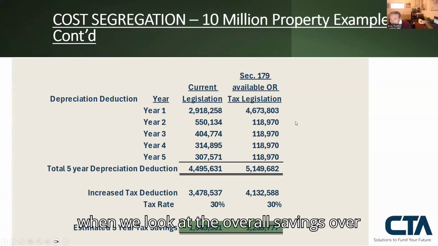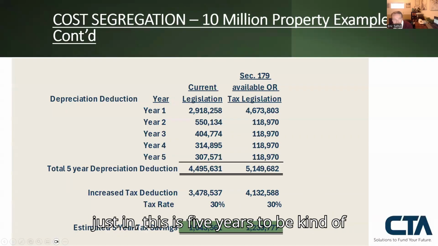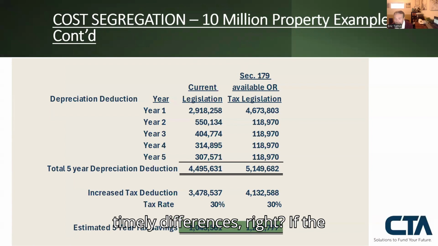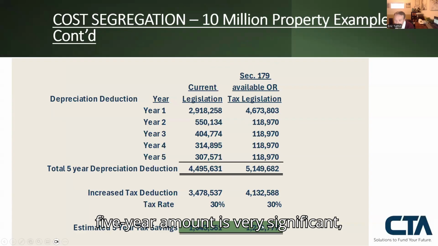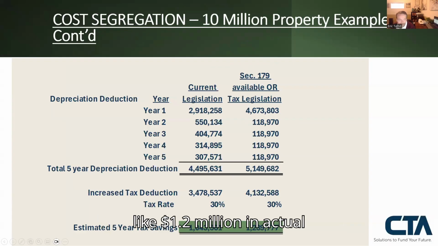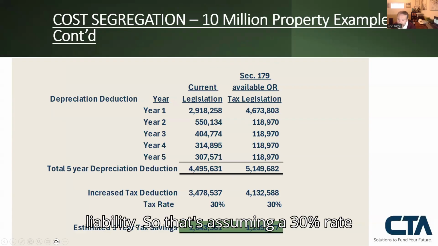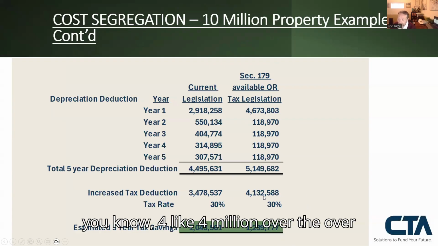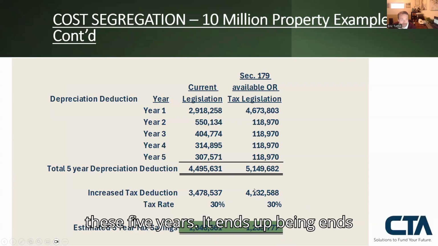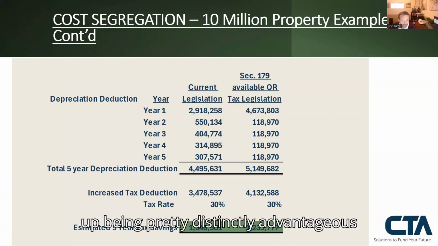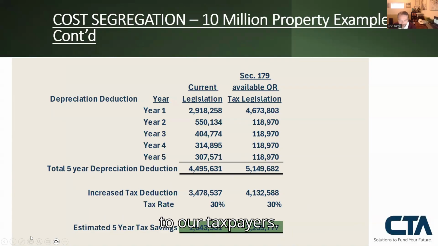And so, when we look at the overall savings over just 5 years, to be conservative because we're talking about timing differences, the 5-year amount is very significant, like $1.2 million in actual liability. That's assuming a 30% rate, because we can get about $4 million of deductions over these 5 years. It ends up being pretty distinctly advantageous to our taxpayers.